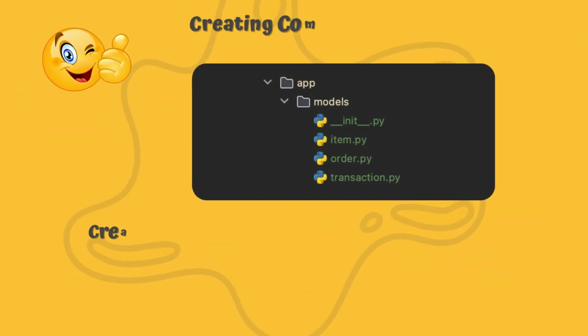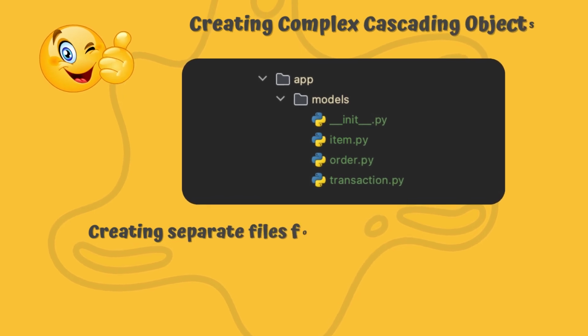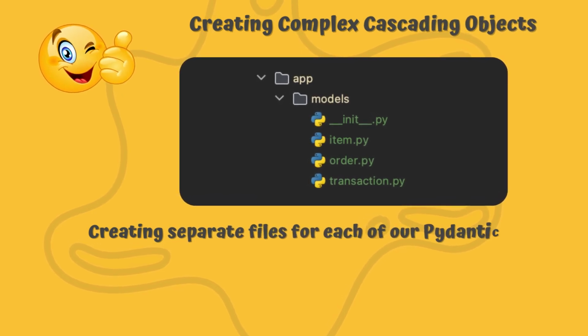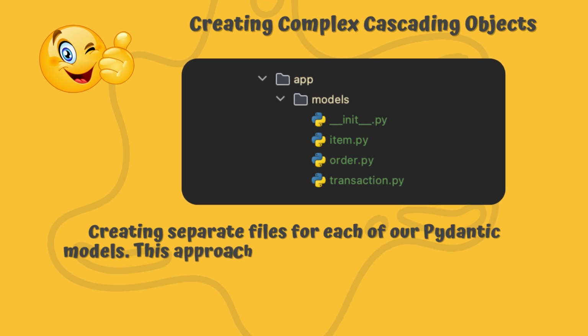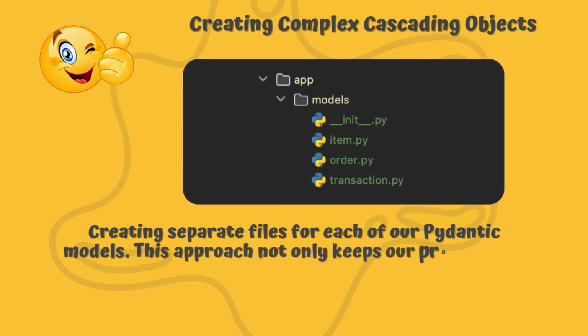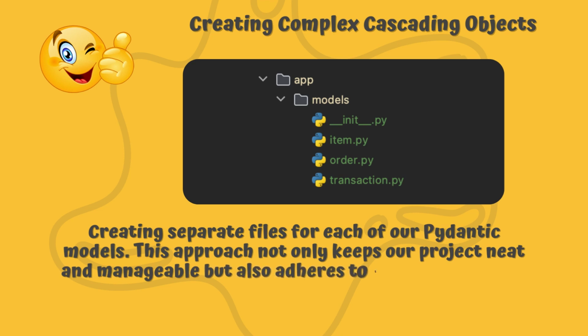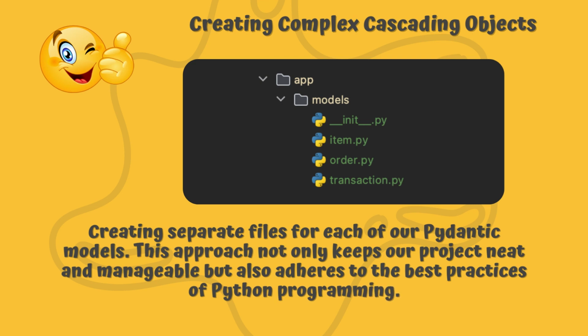Step 4. We are now going to dive into one of the powerful features of FastAPI, working with complex, cascading objects. This step is all about setting up structured data models using Pydantic, a data validation and settings management library that integrates seamlessly with FastAPI. We will create 3 Pydantic models: item, order, and transaction. These models will represent different entities in our application, forming a hierarchical relationship where a transaction contains an order, and an order contains a list of items.